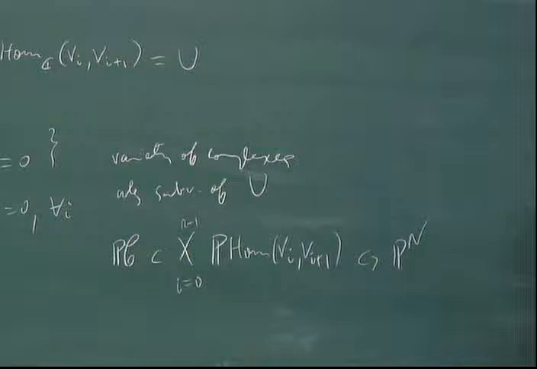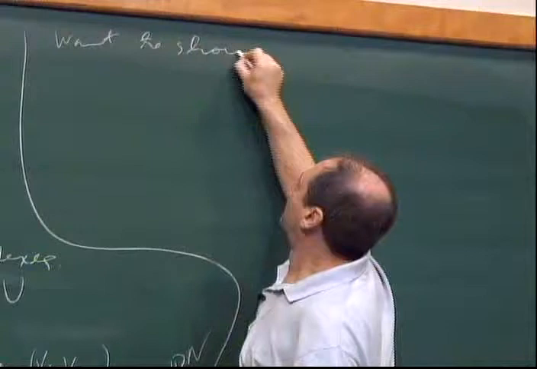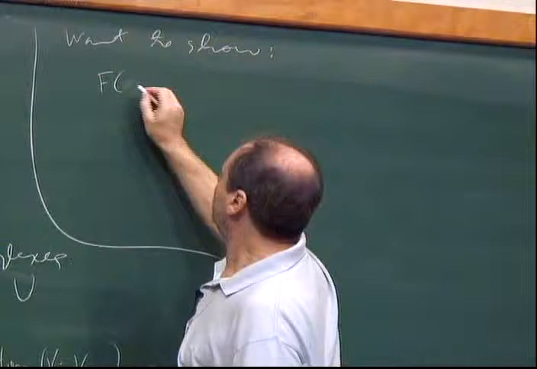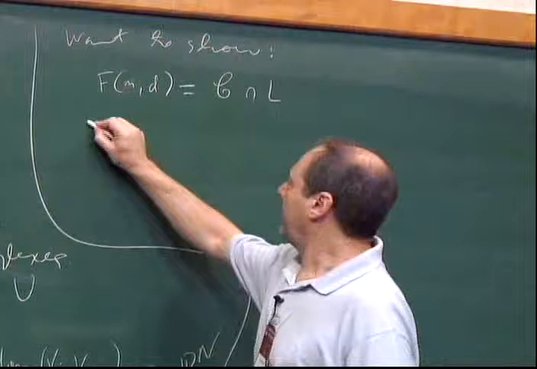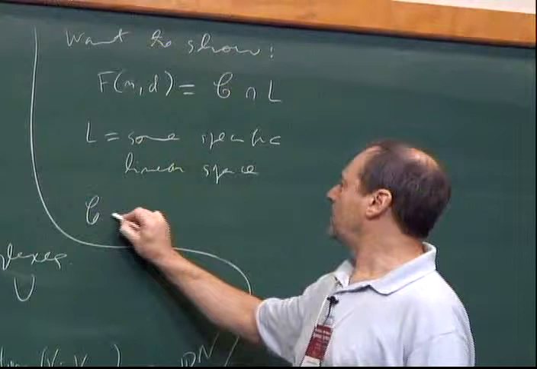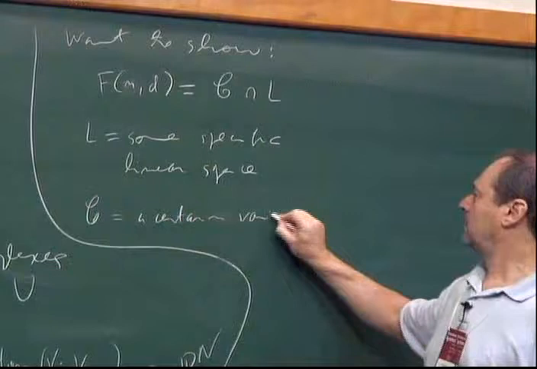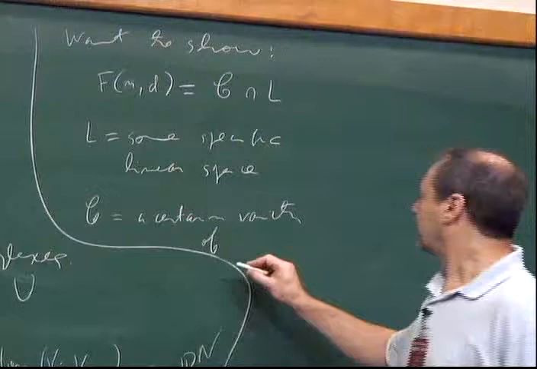So what I want to show is that the variety of foliations is some variety of complexes intersected with some linear space. L will be some specific linear space, and C will be a certain variety of complexes. Certain in the sense that I still have to choose the vector spaces on which C is constructed.